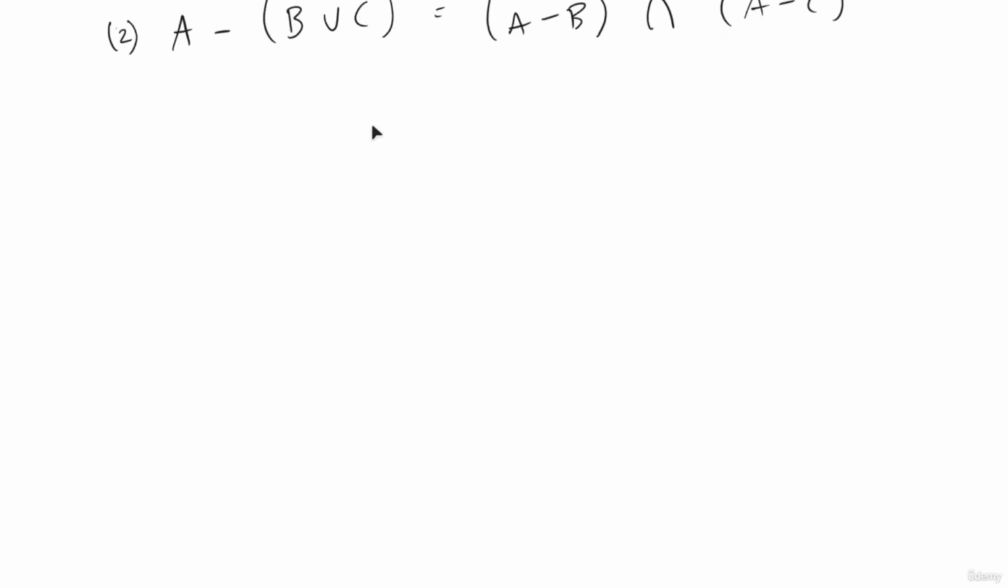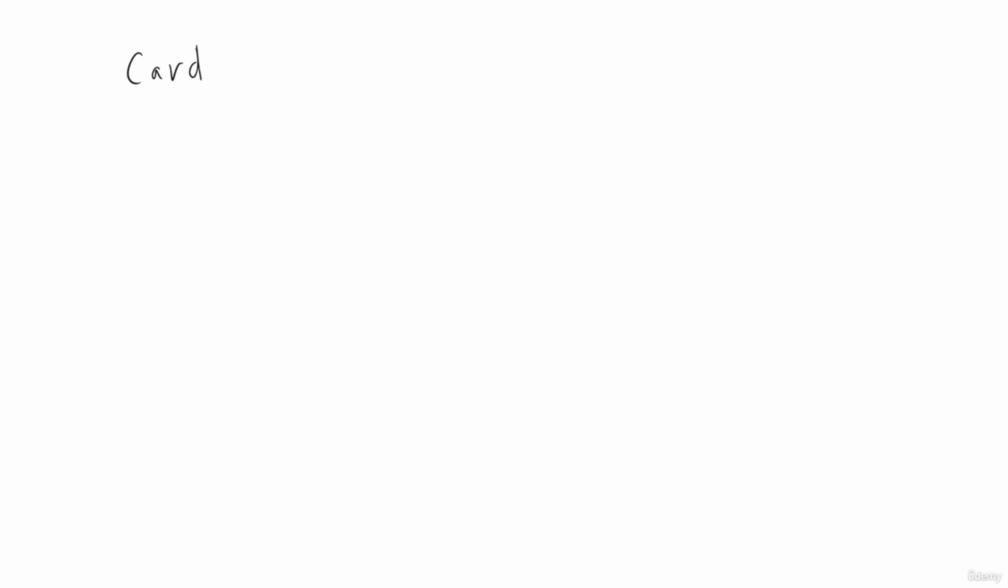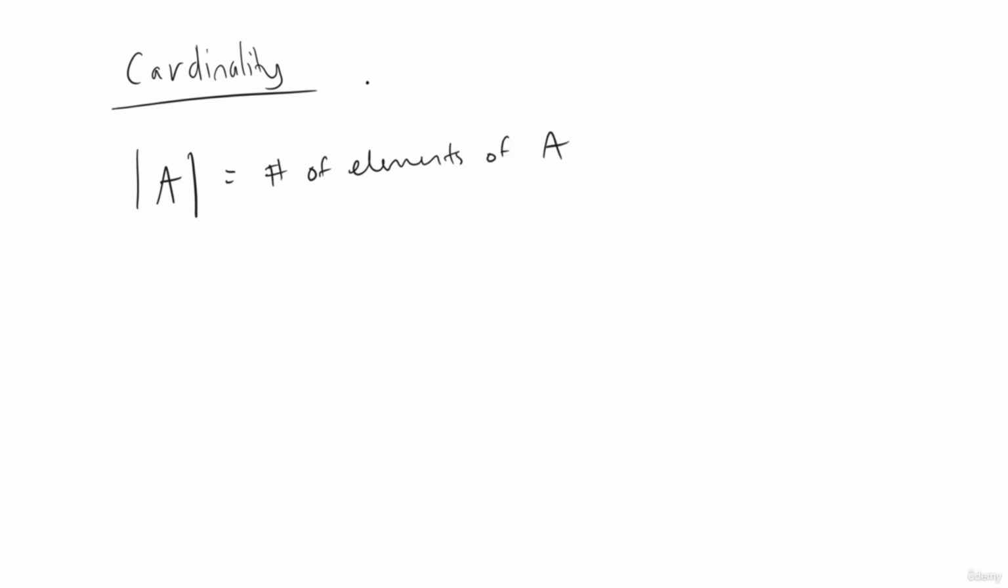So next I want to talk about cardinality. And so real quickly, if I'm talking about the cardinality of a set, I'm talking about all the elements of it. So the cardinality of A is just going to be equal to the number of elements of A. So if A's got 10 numbers or 10 items, it's going to be 10. That's the cardinality, and it's denoted by these double lines around A.